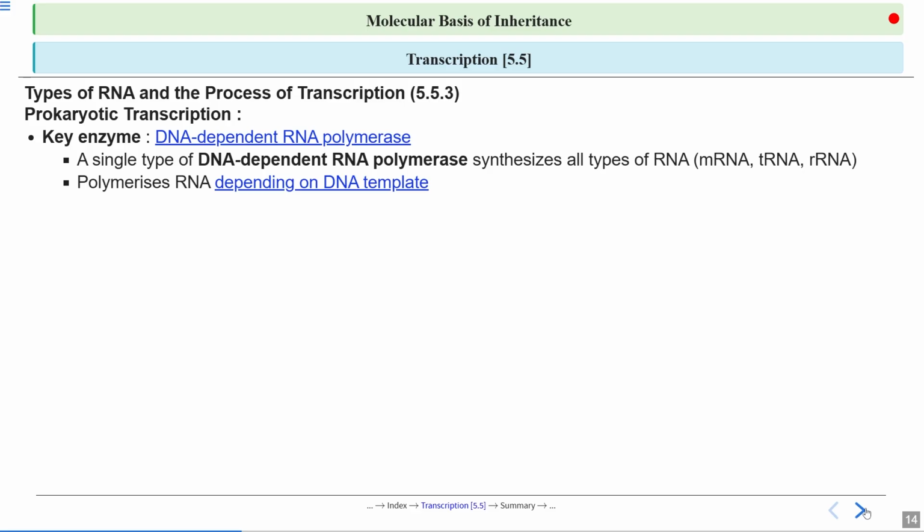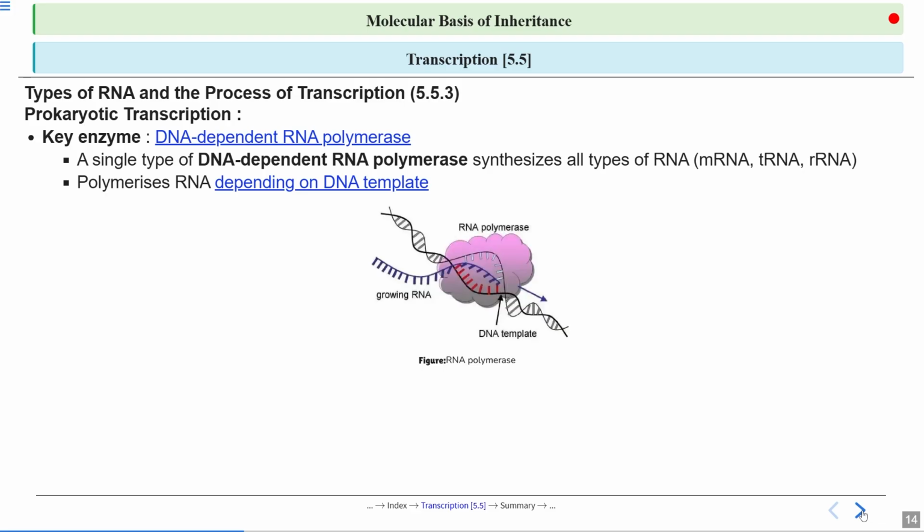It polymerizes RNA depending on the DNA template. So why are we calling it DNA dependent RNA polymerase? Because it is going to polymerize RNA depending on what? Depending on the DNA template only. That's why we say DNA dependent RNA polymerase.